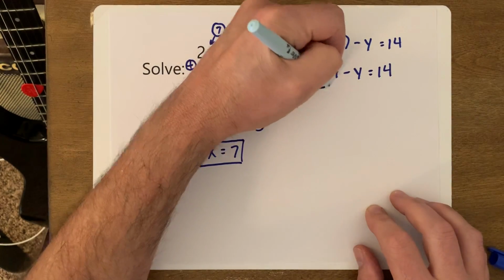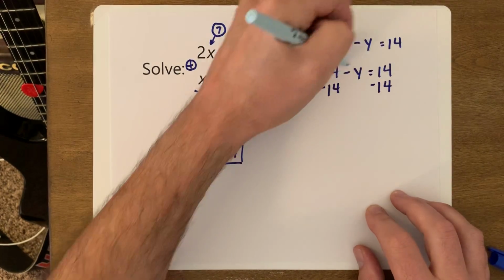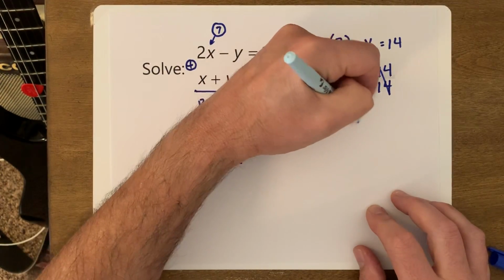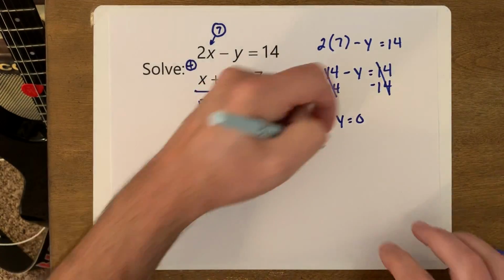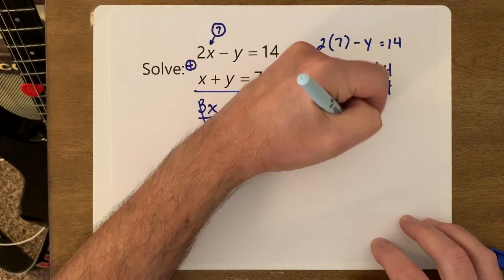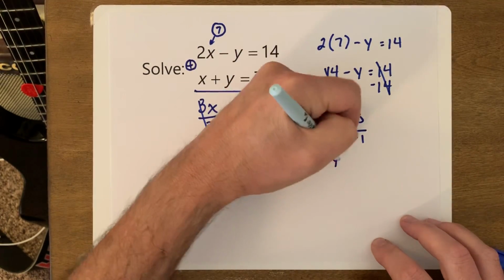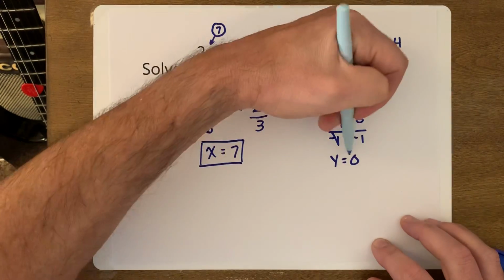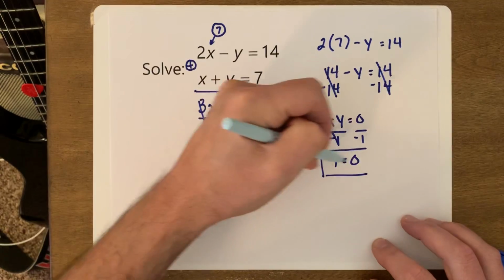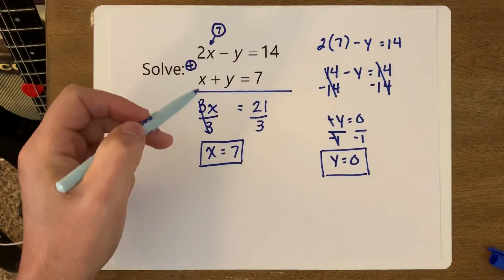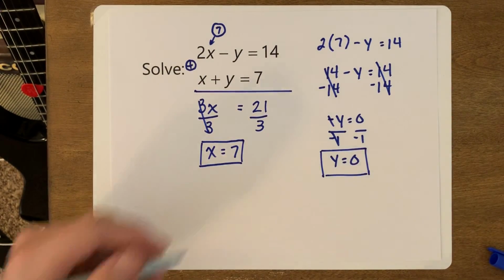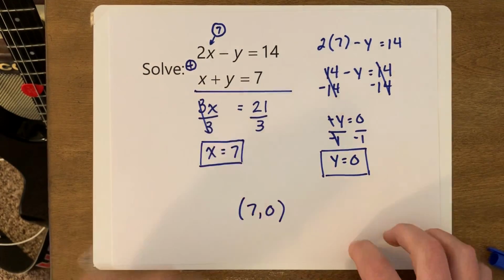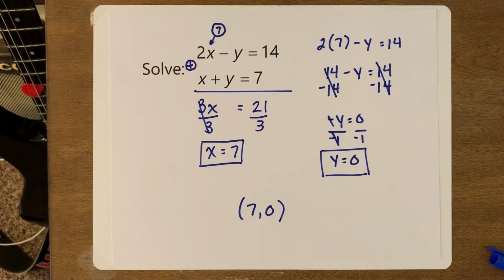Interesting, if I subtract 14 from both sides, both of them cancel and I get negative y is equal to 0. Now, if I divide by negative 1, I'm still going to get y is equal to 0 because 0 divided by negative 1 is still 0. And so the y coordinate of the point where the two lines meet is going to be 0. And so my solution is 7, 0. So that's it for that one.